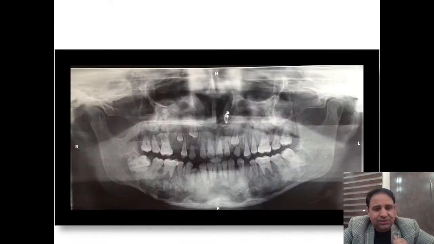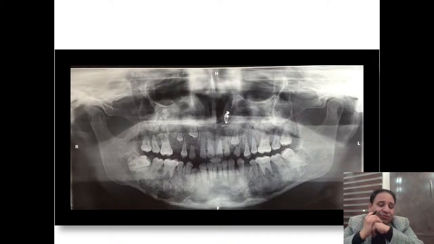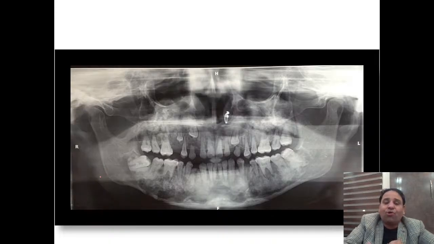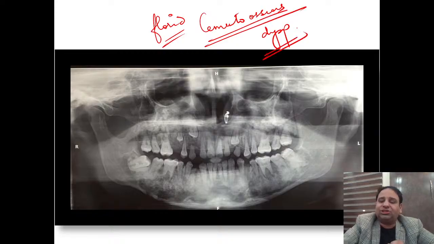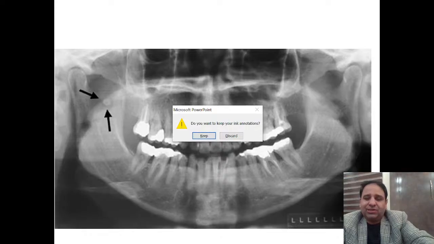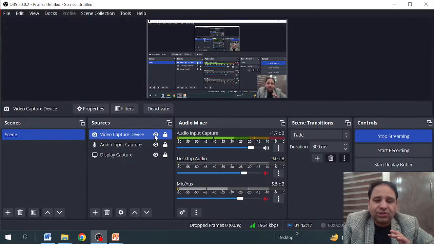And again, students, if you have a cotton wool appearance in all 4 quadrants, or in more than 2 quadrants, please remember it is florid cemento-osseous dysplasia. Calcifications and all, sialolith, I'm sure you will all answer. Sialolith is not that difficult for you.